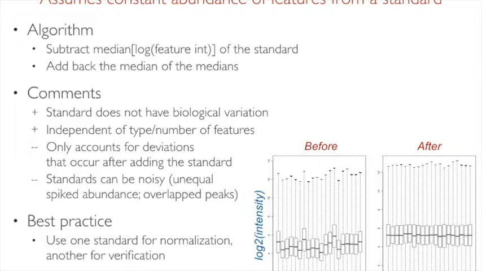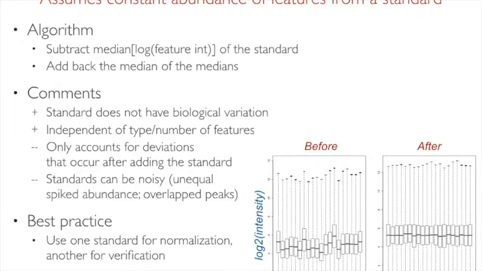So let me work in a little bit more detail through the 3 most common normalizations that we use in MSstats. The first normalization is based on the standard. Let's say we have a protein in the mixture, which we know is supposed to be constant across all conditions. If we have such a protein, we essentially have a 2-step algorithm.